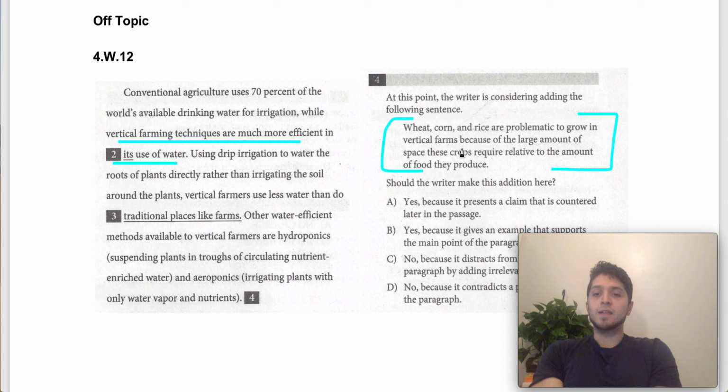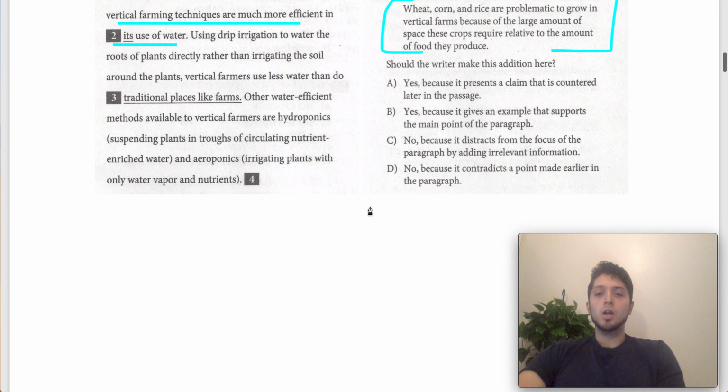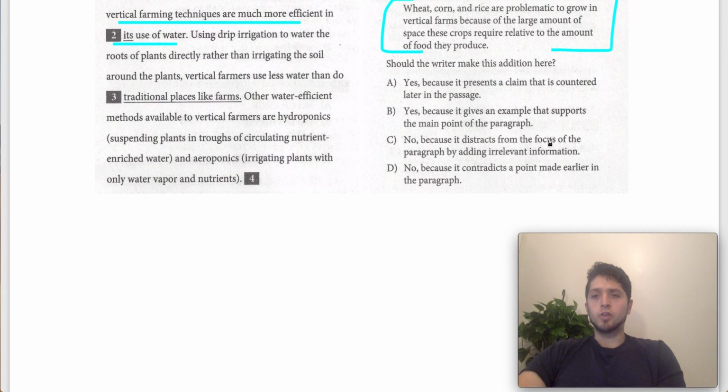And it's really not. It's actually saying something negative about vertical farming, or almost giving an exception to when vertical farming is good by talking about the amount of space that's required. So this has nothing to do with the efficiency in their use of water. So for that reason, we should say it's off topic. So then we would look and say no, because it distracts from the focus of the paragraph by adding irrelevant information. Very good. Or no, because it contradicts a point made earlier in the paragraph.